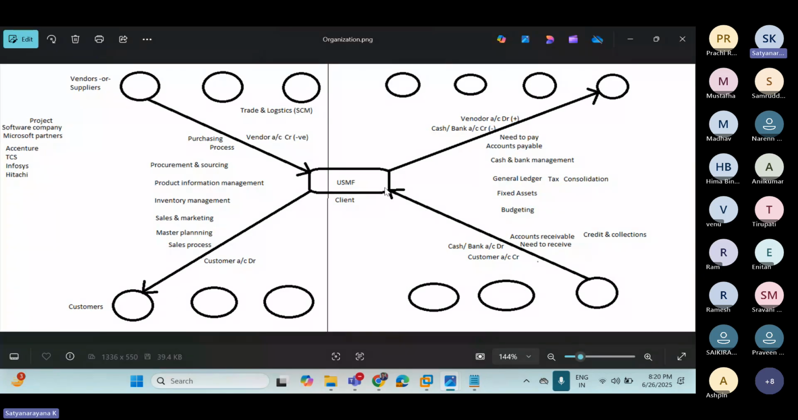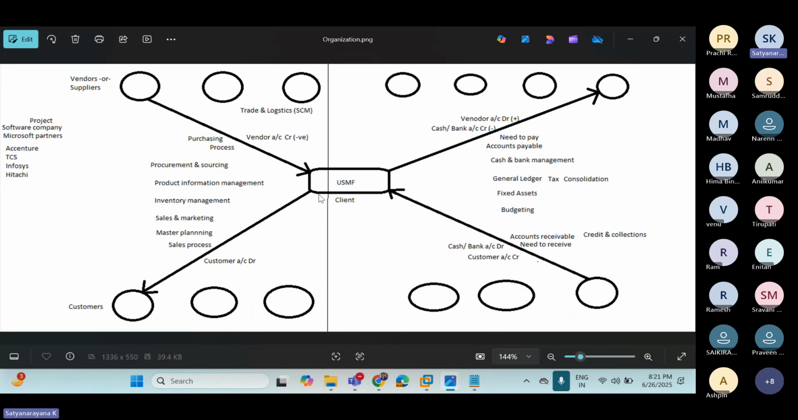Okay, so you are going to join a software company, maybe TCS or Accenture or Infosys, Hitachi, Sonata. There are so many companies. You are going to join a software company, but imagine you are going to work for a project. That project is called the client. Once you join a software company, you are going to work for a project. That project name here is USMF. So for these companies, it is called the client.